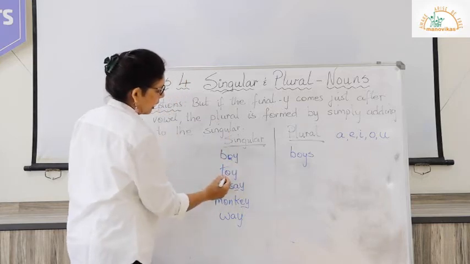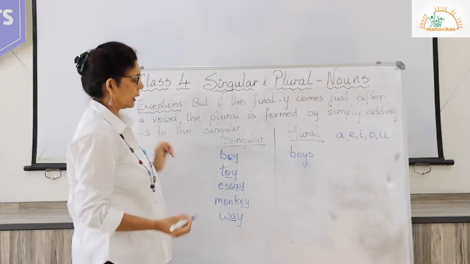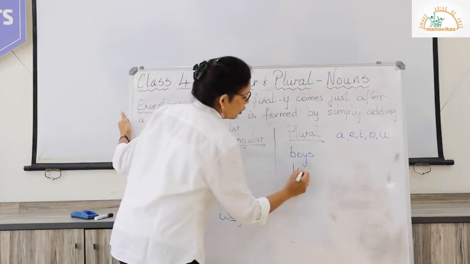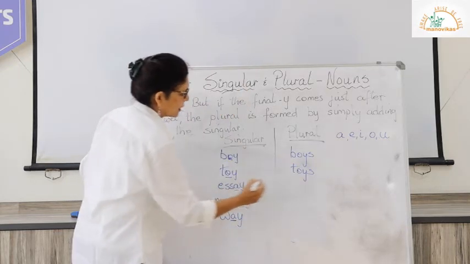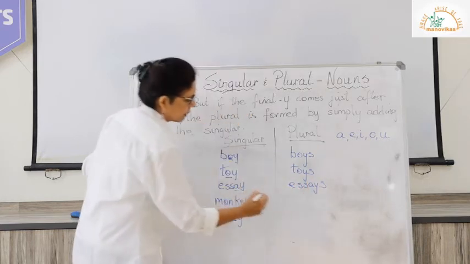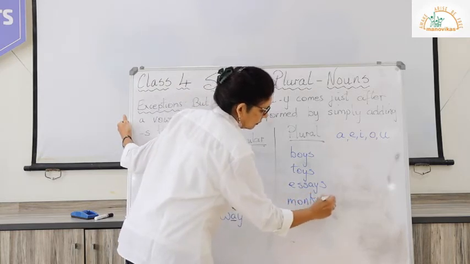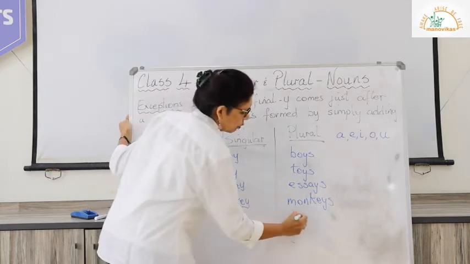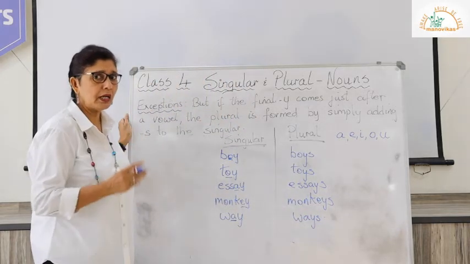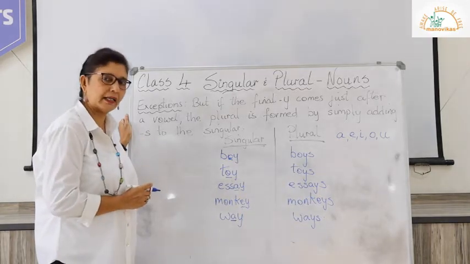So here o is a vowel, here o is a vowel, a is a vowel, e is a vowel, and a is a vowel again. So boy becomes boys, toy becomes toys, essay becomes essays, monkey becomes monkeys, way becomes ways. So these are exceptions to the earlier rule. They just form their plural by adding an s.